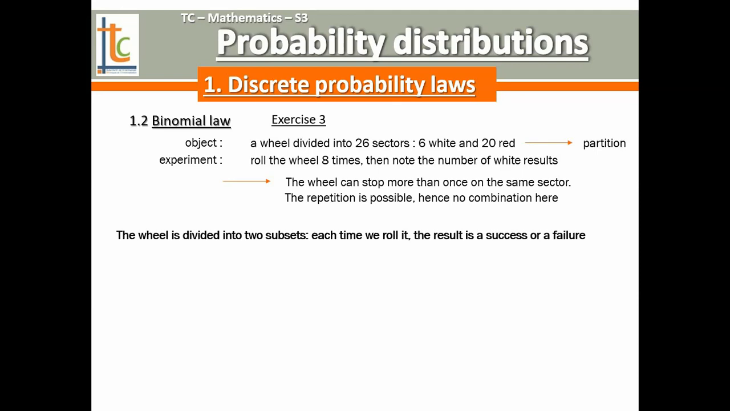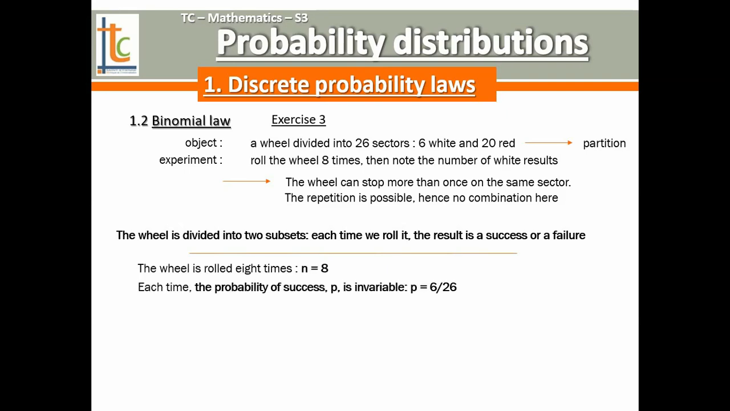So let's now have a closer look at the 3 points that are important to create a binomial distribution, or to discover it. The wheel is divided into 2 subsets. Each time we roll it, the result is a success or a failure. That means here it's a white sector or a red one each time you roll the wheel. Second point, the wheel being rolled 8 times, each time the probability of success is invariable. That was not the case in a hypergeometric distribution. Here, each time you roll the wheel, your probability of success is 6 over 26.